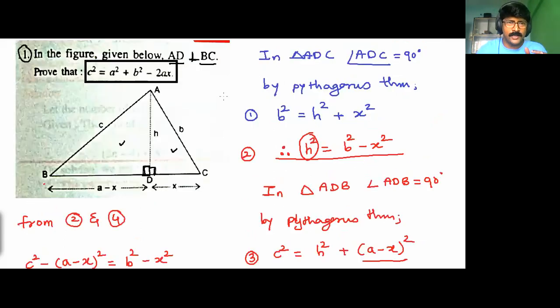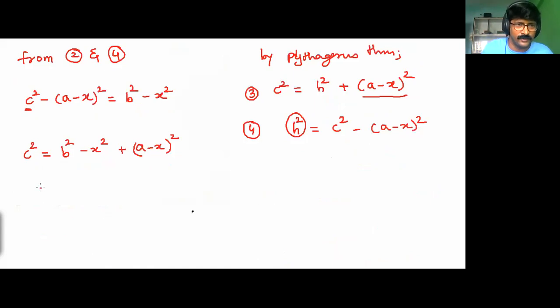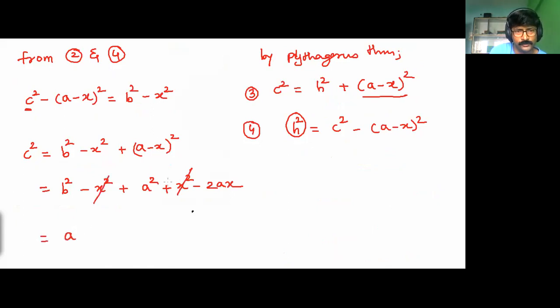Now, are we close? See, did you notice I am again and again coming and checking where we have to reach? I had to reach c square on the left hand side, which I reached. And now only the right hand side is left. Again, I guess even that is very simple. Now I just need to simplify: b square minus x square plus a square plus x square minus 2ax. Now, if I cancel this x square and this x square, you get a square. So we got c square is equal to a square plus b square minus 2ax. And that's all. Hence proved.